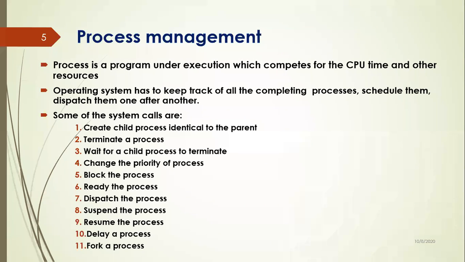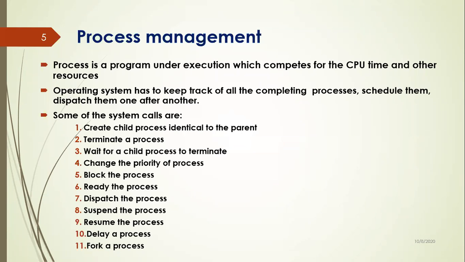Then change the priorities of the process. We can assign priorities to the processes, which means the process having the highest priority will be executed first, and after that the next one. If you want to change that priority, the operating system can do that as well. Block the process: if I don't want to execute or complete any process on that device, then the operating system can block the process.